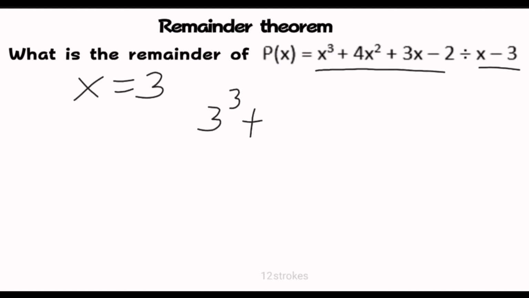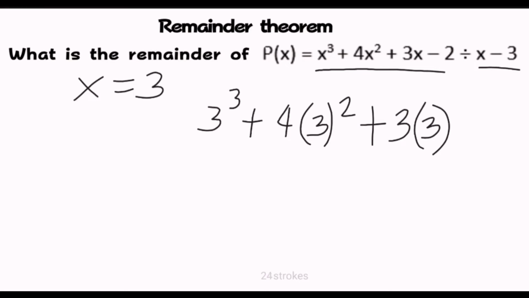plus 4 times 3 raised to the second power plus 3 times 3. Then, just copy negative 2. Next thing to do is to simplify those in exponential form. 3 raised to 3 is equal to 27. 4 times 3 raised to the second power, first thing to solve will be 3 raised to the second power. So the value of that is 9.